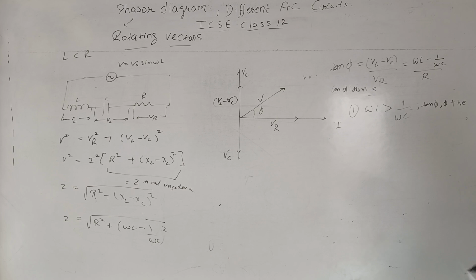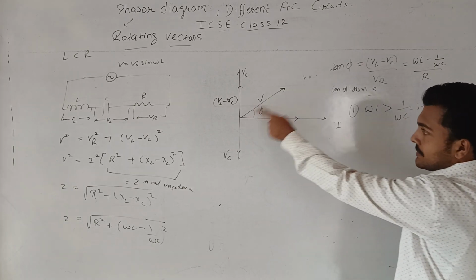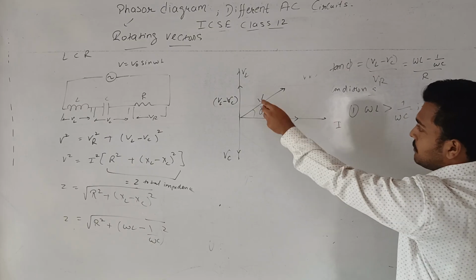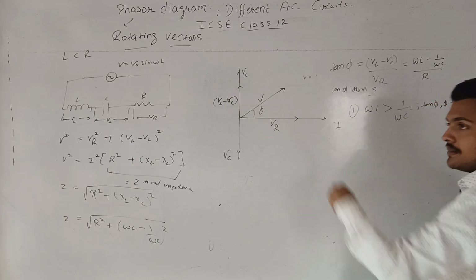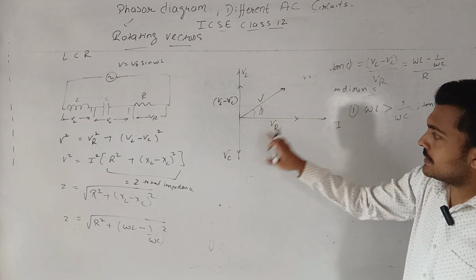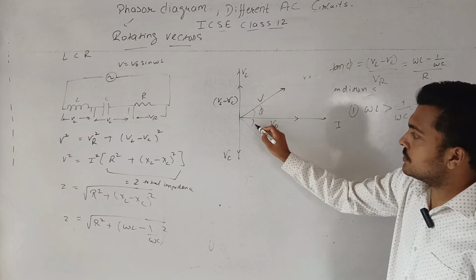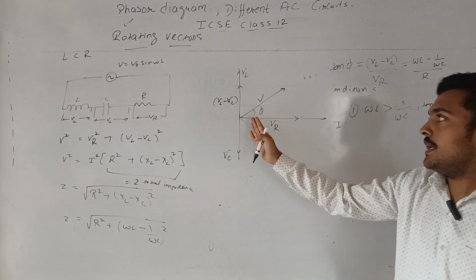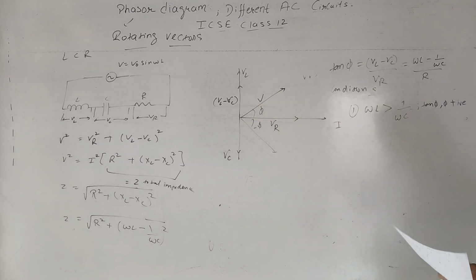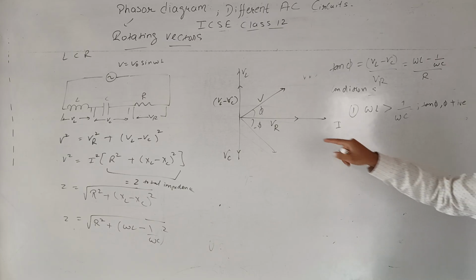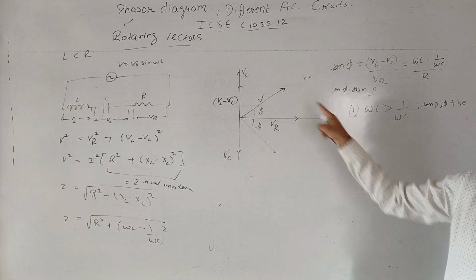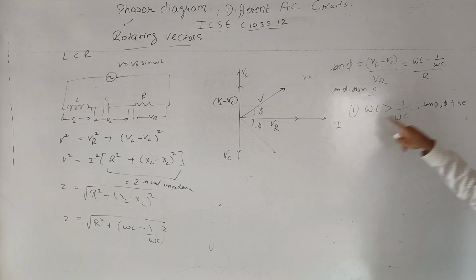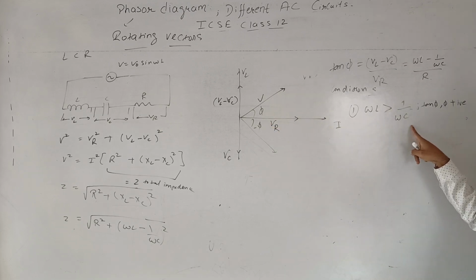Because tan phi will be positive, it means the V will be in this direction, as it is shown now. Phi is in this direction. Anti-clockwise angles are positive, and in the clockwise direction, if we measure this angle phi, this will be minus phi and this is phi. Here it is positive, it means phi is in the first quadrant, the resultant is in the first quadrant. It means V is leading the current. V is leading the current by angle phi if omega L is greater than 1 by omega C.